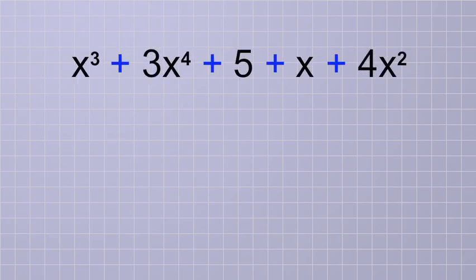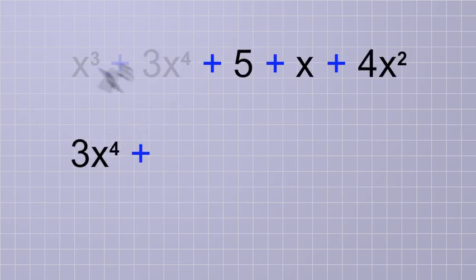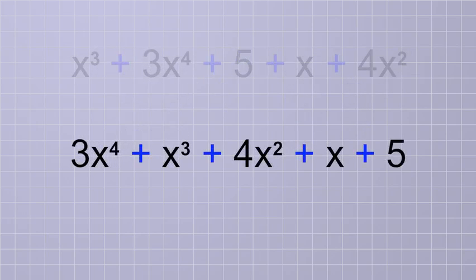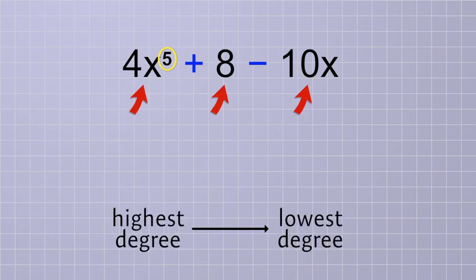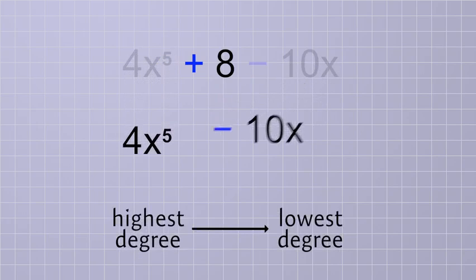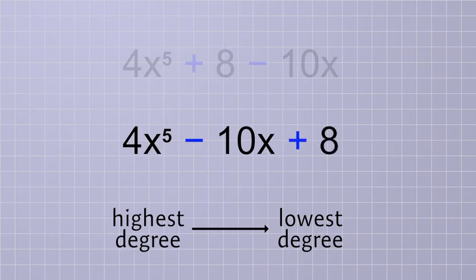For example, this polynomial, which has 5 terms, should be rearranged so that the highest degree term is on the left and the lowest degree term is on the right. But of course, not every polynomial has a term of every degree. This is a 5th degree polynomial, but it only has 3 terms. We should still put them in order from the highest to the lowest, even though it has terms that are missing. So, the 4x to the 5th should come first, and then the minus 10x, and finally, the plus 8.